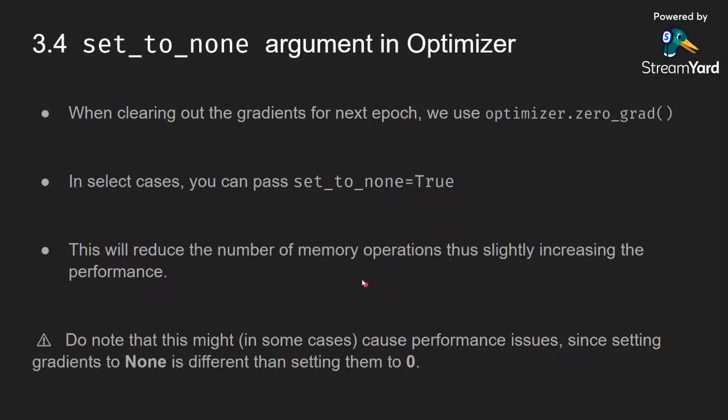So this, as noted in the PyTorch recipe for memory optimization, actually reduces the number of memory operations and slightly increases the performance. But you need to pay very close attention to this, because in some cases it can cause performance issues, since the numerical behavior of None and zero are two very different things. So you have to take special care. Let's say you try this on 5 batches. If it's not working, you should refrain from using it because it can cause you a lot of trouble down the line.